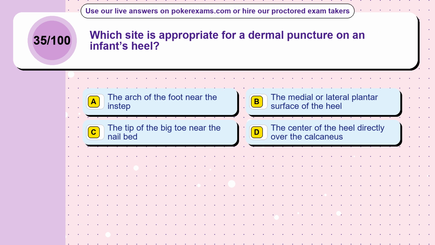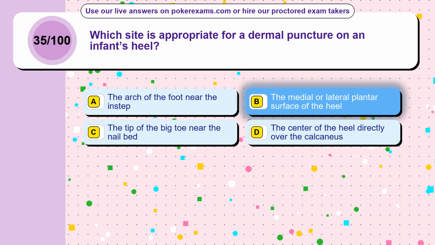Question 35. Which site is appropriate for a dermal puncture on an infant's heel? Option A. The arch of the foot near the instep. Option B. The medial or lateral plantar surface of the heel. Option C. The tip of the big toe near the nail bed. Option D. The center of the heel directly over the calcaneus. The correct answer is option B.